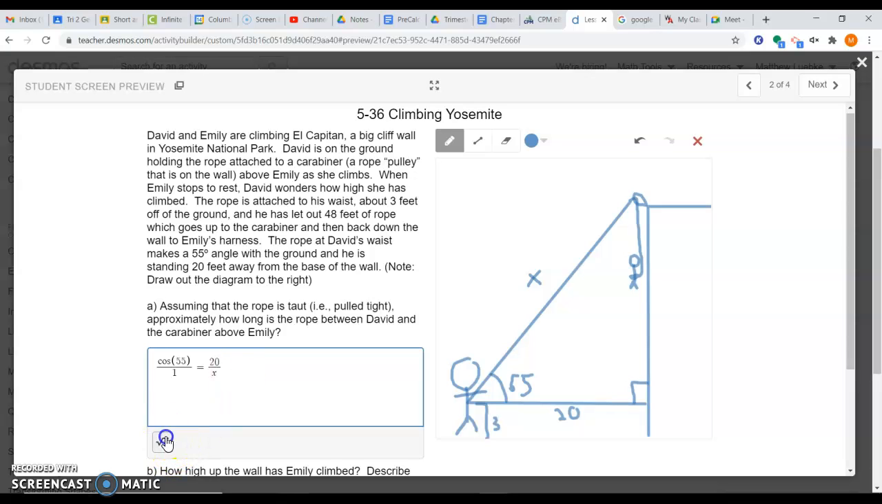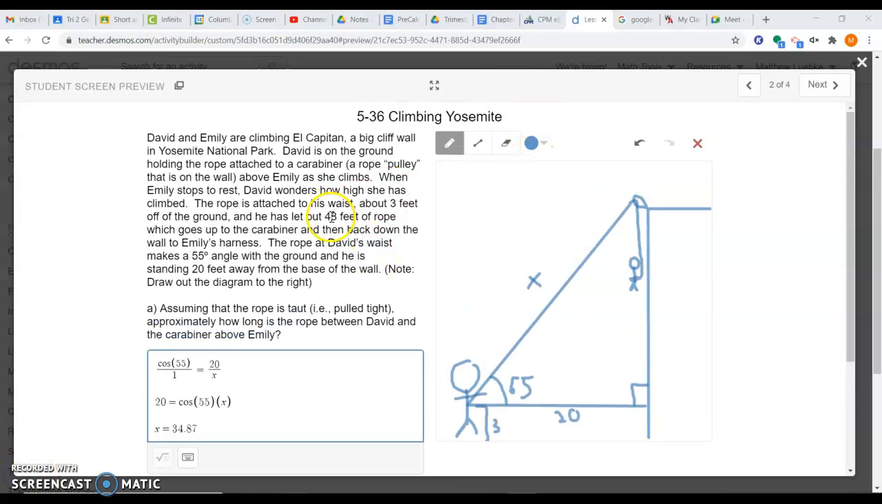I can put this over 1 and start to solve here. 1 times 20 gives me 20. The cosine of 55 times x gives me the cosine of 55 times x. Dividing both sides by the cosine of 55, I want to make sure I use my calculator to do it right. I got 20 divided by the cosine of 55, and I got 34.87. So x equals 34.87.